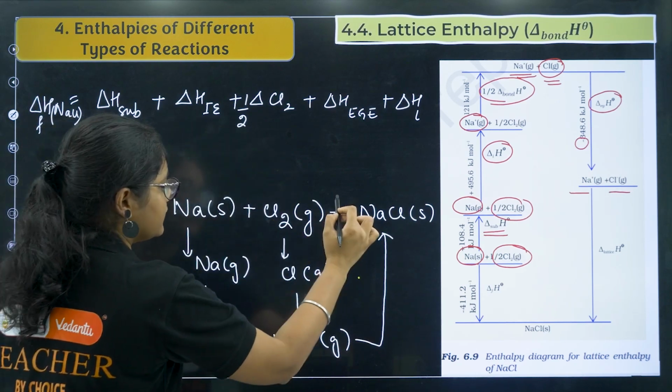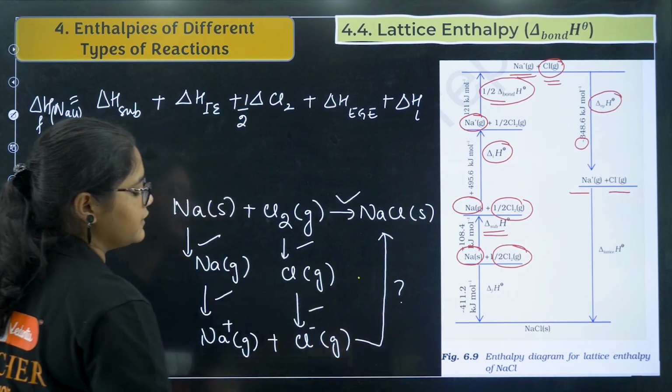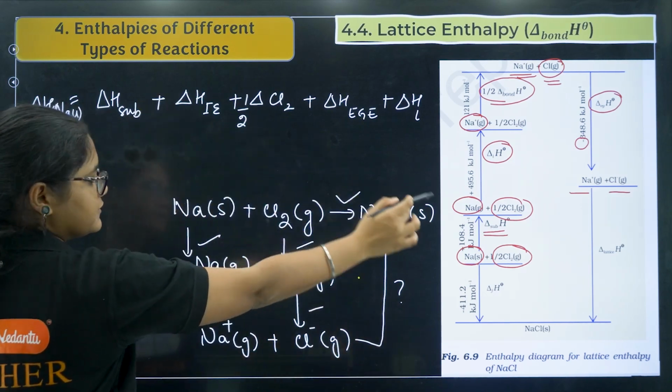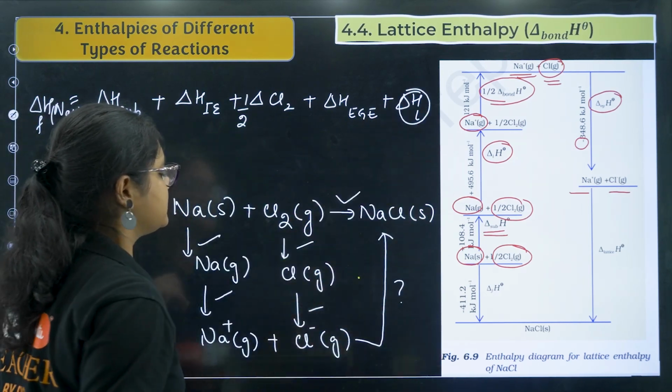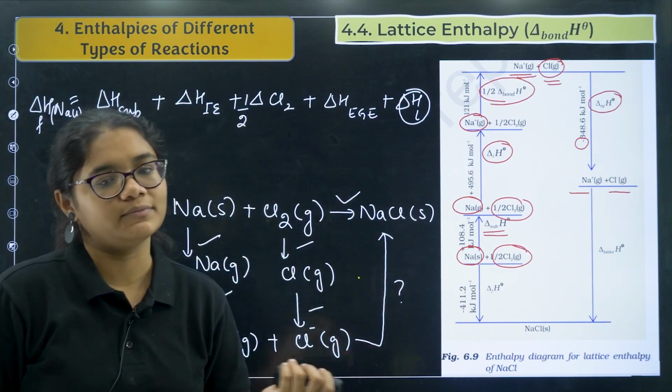So now this value is known to you, this value known, this value known, this value known, this value known, this value we need to calculate, right? So all these values are written here, you just need to calculate the lattice enthalpy. So this way of calculating the lattice enthalpy is called the Born-Haber cycle.